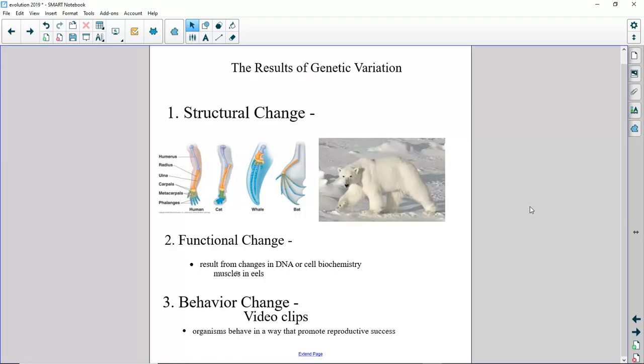All right, behavioral changes. We have video clips coming up as well. These have evolved over the years. For example, the rate of blinking in male and female fireflies, the lightning bug, allows them to signal each other. So I just wanted to give you a couple of solid examples for that.